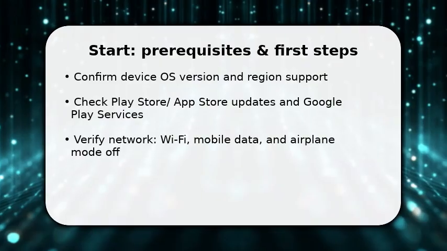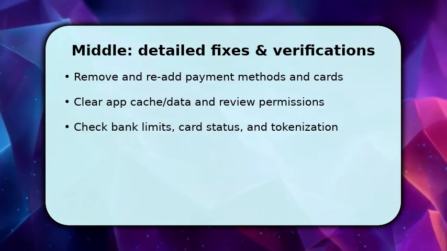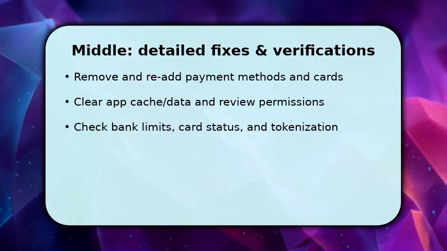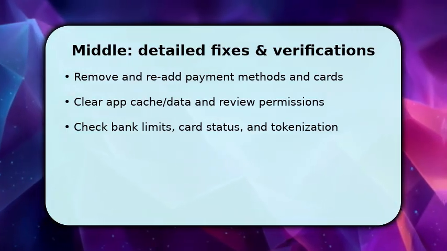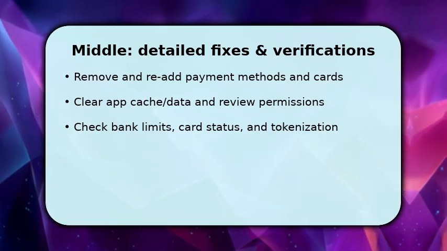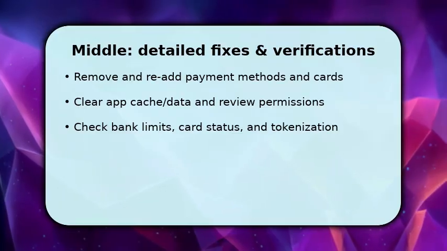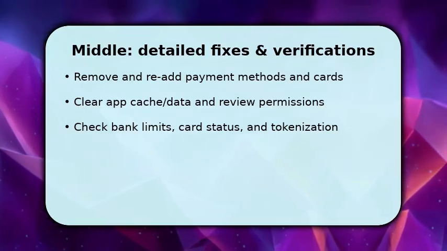Next, you tackle data and account links. Clear Google Pay cache and, if needed, app data to remove corrupted local files. Make sure to back up any required receipts. Reconnect permissions, location, contacts, NFC, and camera for card scanning. Remove the problematic card and re-add it so the tokenization process runs fresh.